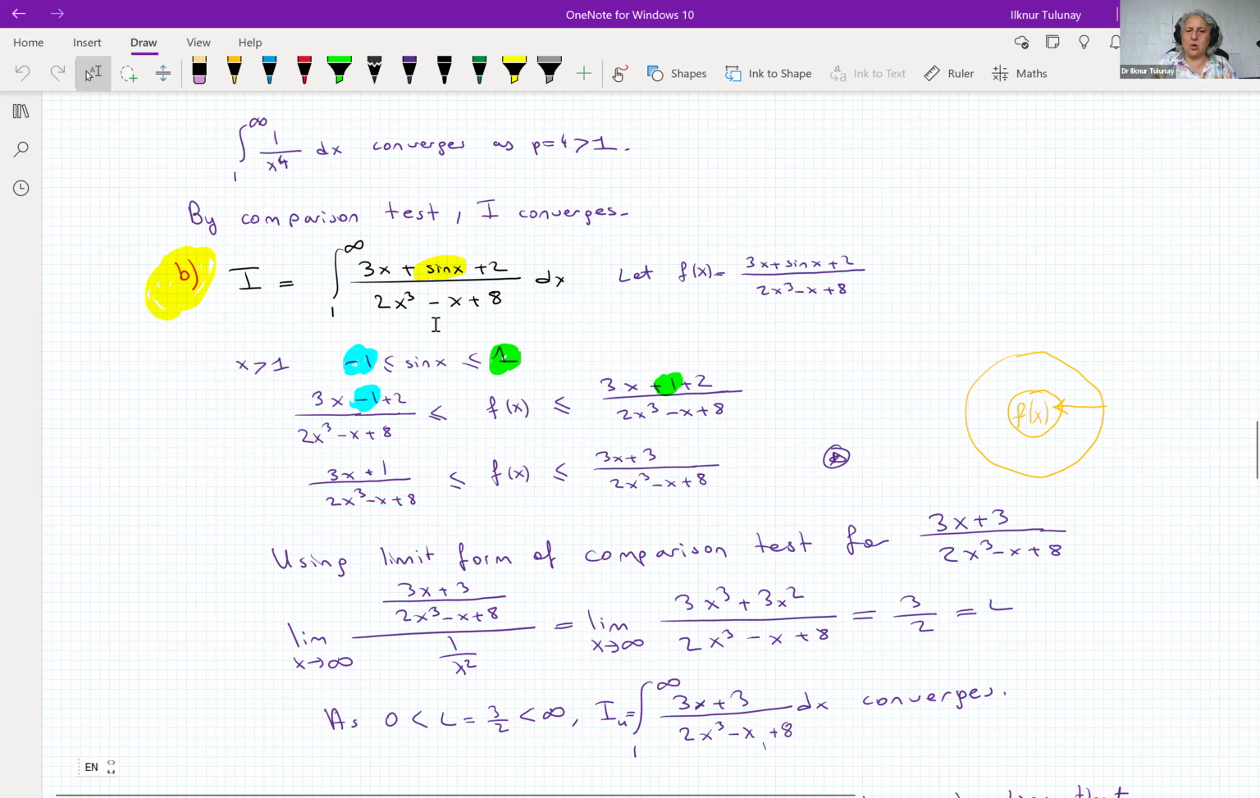And this quantity completely, if we replace -1, we will get the lower bound. If we replace +1, we will get the upper bound. So we have boundaries of the function for f(x).